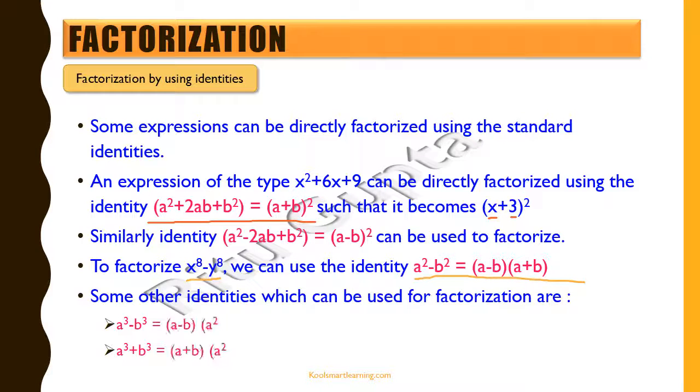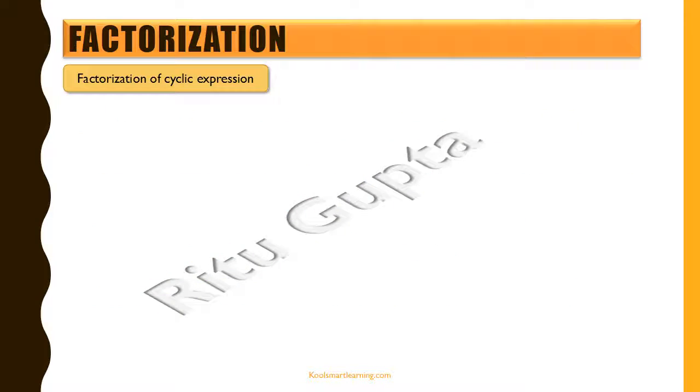Now some other identities that could be used for factorization are a cube minus b cube is equal to a minus b into a square plus ab plus b square, and second identity a cube plus b cube is equal to a plus b into a square minus ab plus b square. So these are the identities which could be commonly used for factorization of the expressions.